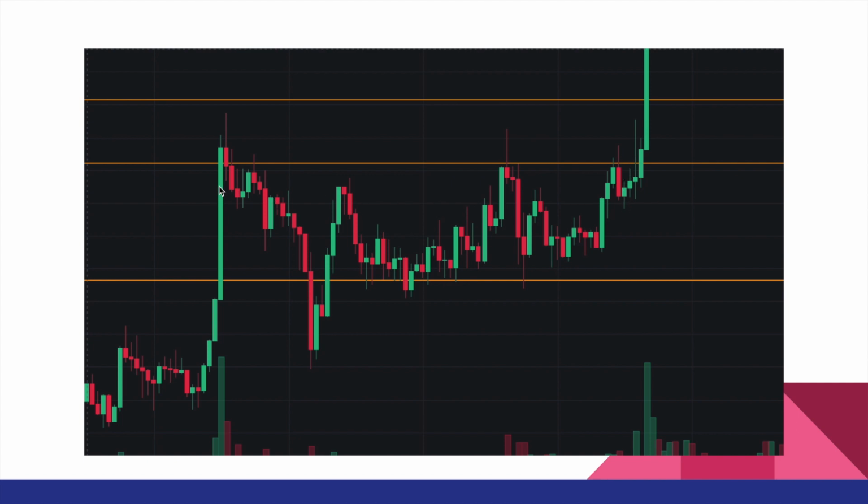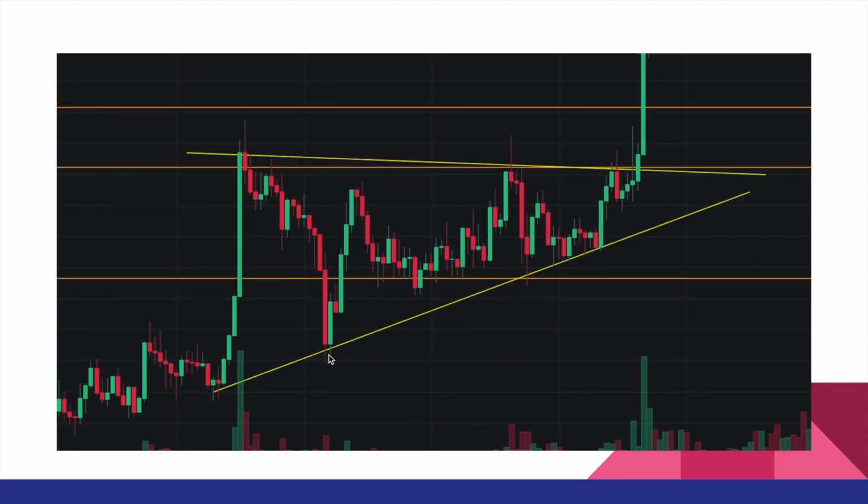So, dyan lang ba natin makikita ang support and resistance? No, marami pang area. At dyan papasok ang trading pattern. If you can see sa baba, meron tayong area dito na nag-support, may area tayo dito na nag-support din, and meron pa ditong support areas. So, what if nag-draw tayo ng line dyan? Ano ang magiging itsura niya? Ito siya. Nag-form siya ng isang triangle.